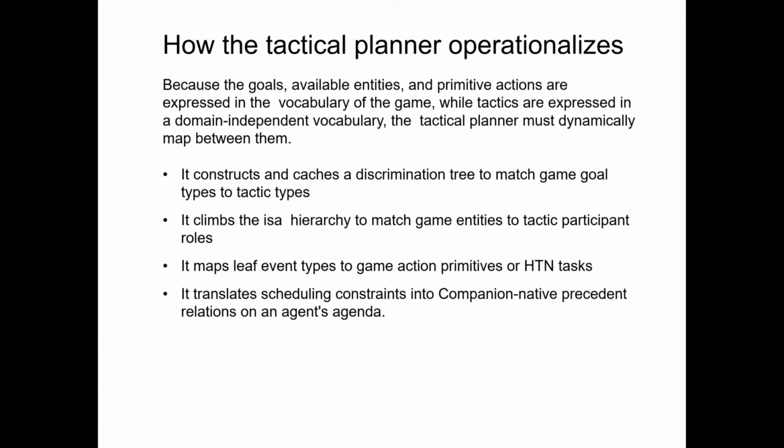All right, so more concretely, the way it works is because the goals, available entities, and primitive actions of the game are expressed in the vocabulary of the game, whereas the tactics are expressed in a domain-independent vocabulary, the tactical planner must dynamically map between them in order to make use of them. So it constructs and caches a discrimination tree to match game goal types to tactic types. It does that up front, and then it reuses it.